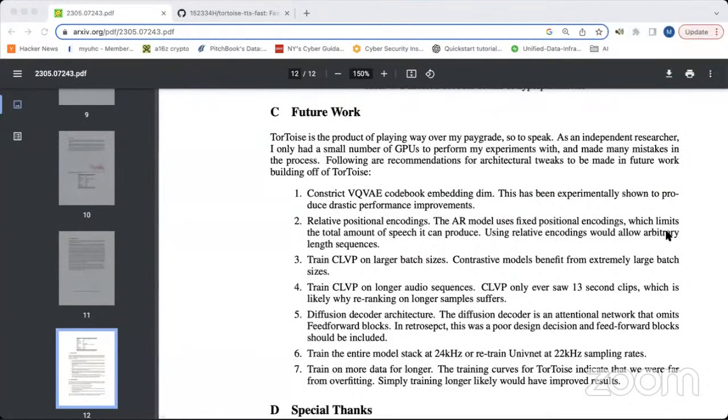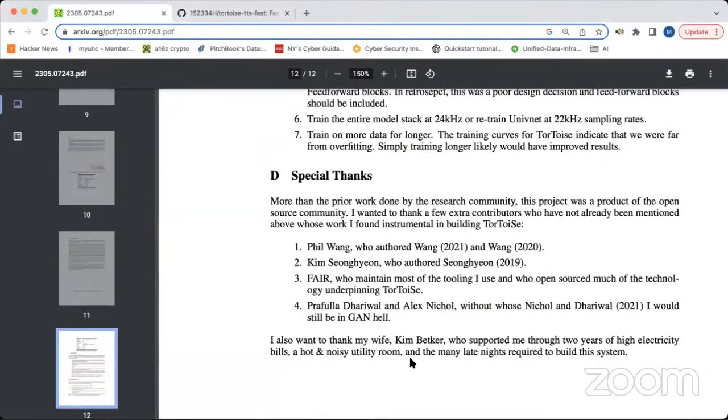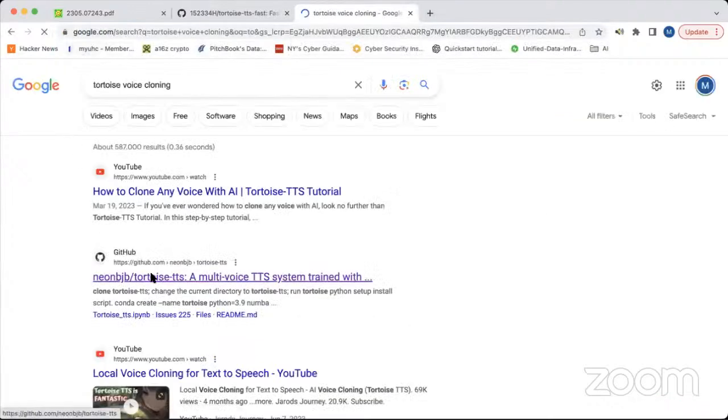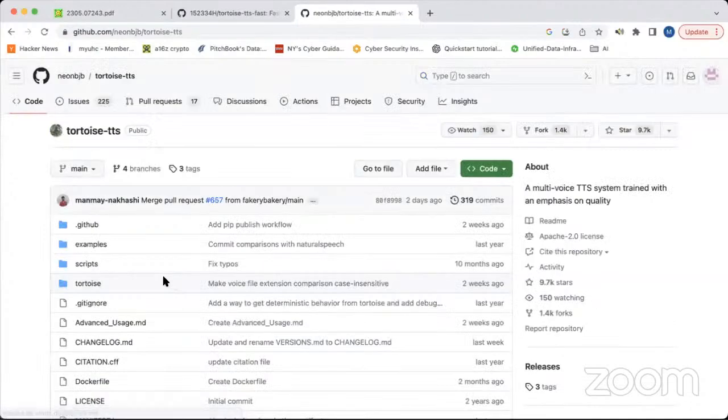That would be good. Yeah. And then, of course, he talks about how he trained it. His training used 8 RTX 3090 GPUs over 1 year, and he skipped a lot of data sets to train it. One good thing was there's actually a tortoise-tts GitHub. You can go there and find all the information. So it's fairly easy to search it. If you search tortoise voice clone, you'll get this GitHub link.